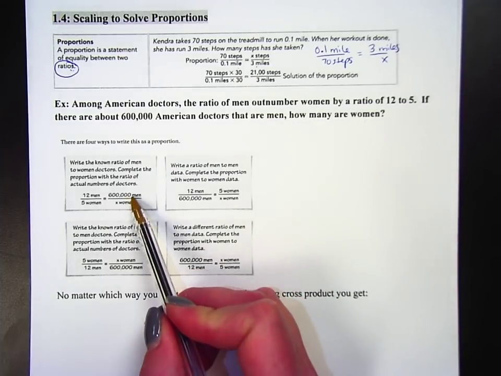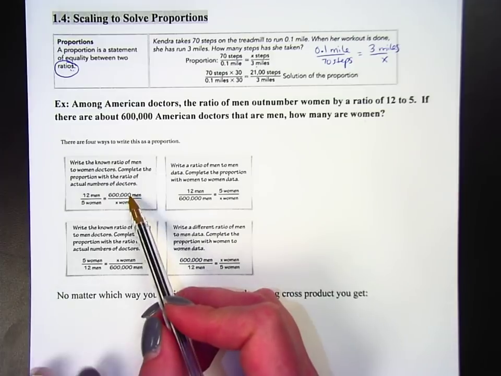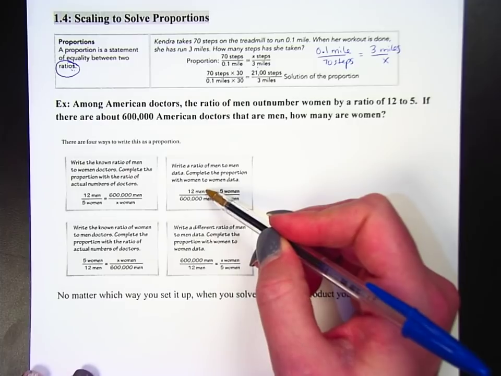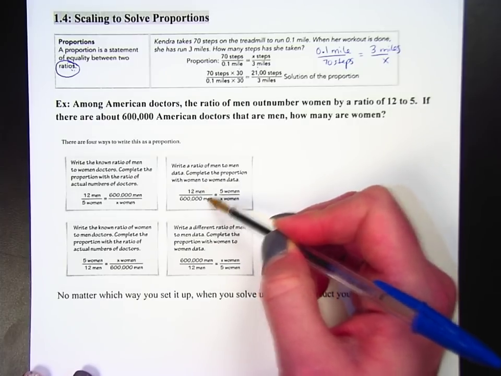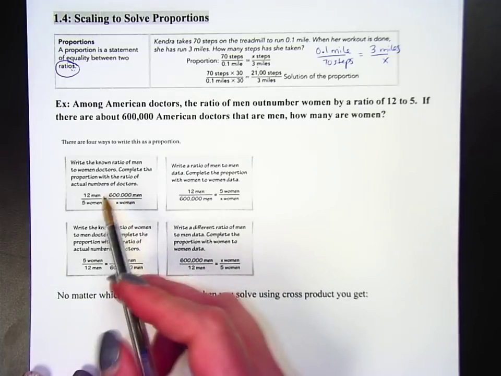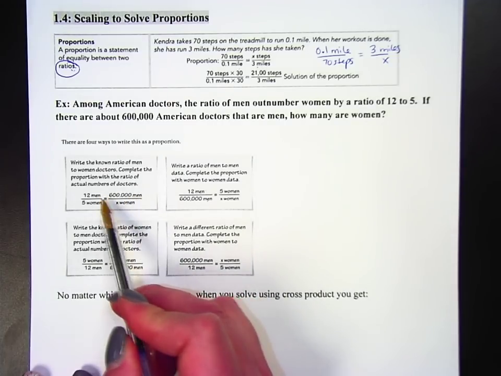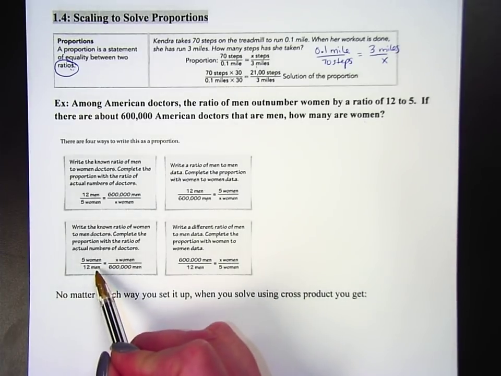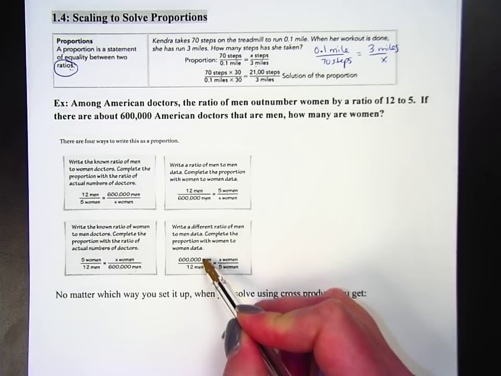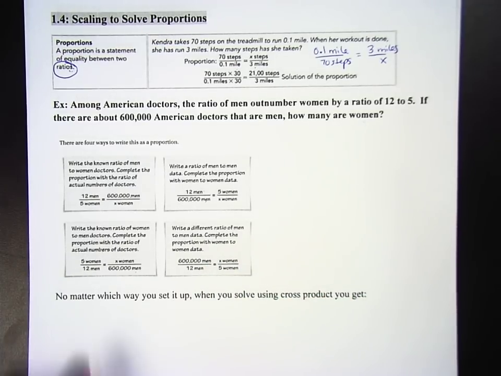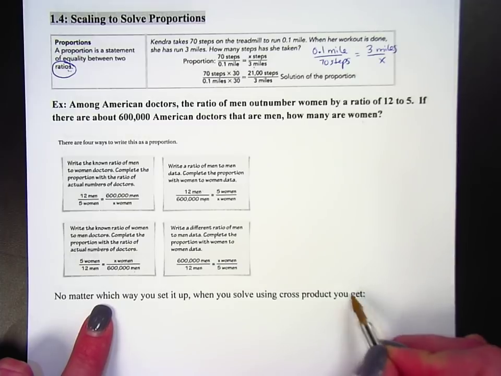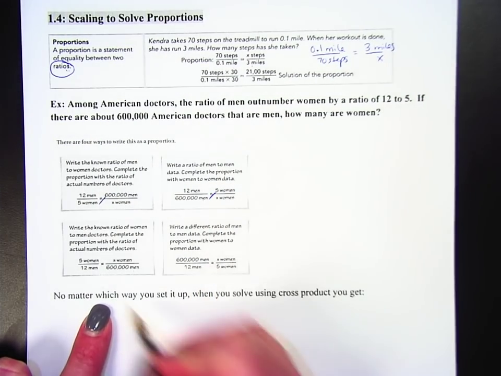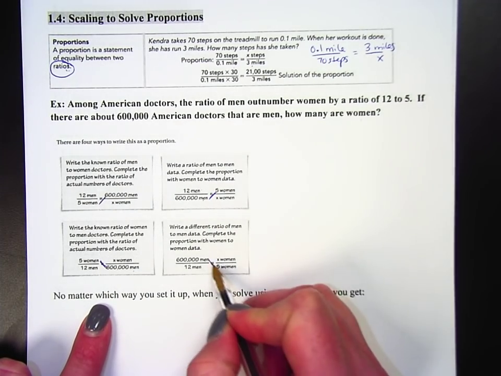When they put their 600,000 in their proportion, they were careful to always put men across from men, or I can, within the same ratio, compare men to men. So notice that label. In none of these do you see men and women either directly across from each other or below where they're not the same. Every single one has men to men on top of each other. No matter which way we set it up, when I cross multiply, I'll do 600 times 5.